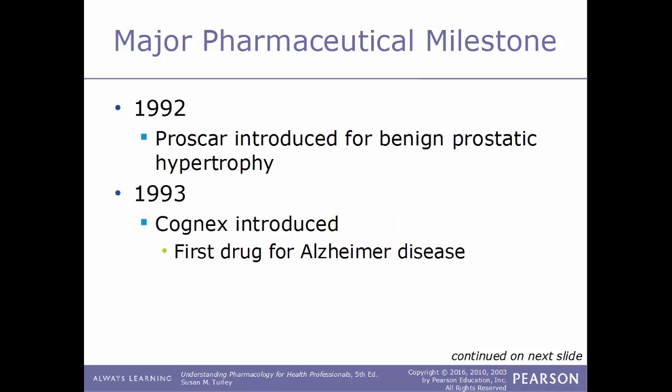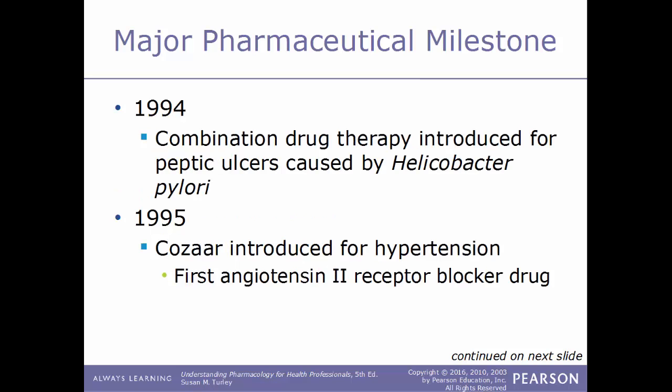In 1992, Proscar is the brand name for the drug finasteride, which is used to treat benign prostatic hypertrophy. It's basically an enlarged prostate. In 1993, Cognex was introduced. It's the first drug to help treat Alzheimer's disease. 1994, a combination drug therapy is introduced to help treat peptic ulcers that are caused by the bacteria H. pylori. 1995, the drug Cozaar is introduced. This helps to treat hypertension. It's the first angiotensin II receptor blocker drug.